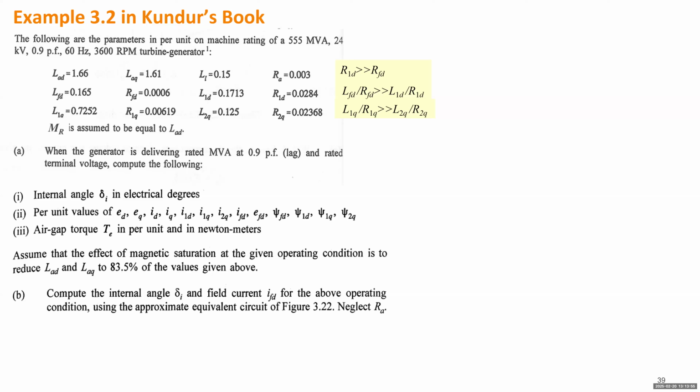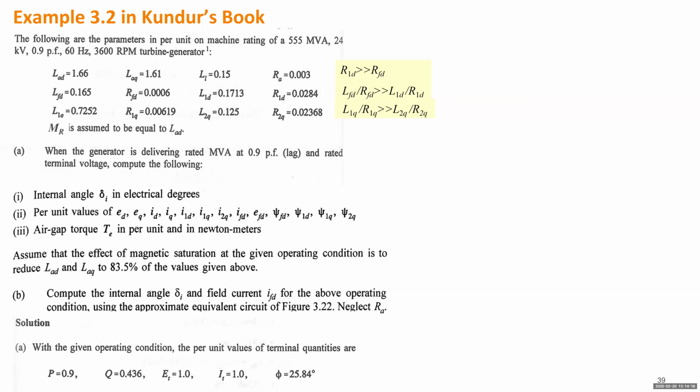So they will create very different dynamics. For instance, R1Q will help damp oscillation at a certain frequency, and the second damper winding will help damp the frequency in a different range. Those assumptions we can keep in mind, as they will be useful for this lecture. Okay, so we can go ahead to do the calculation.